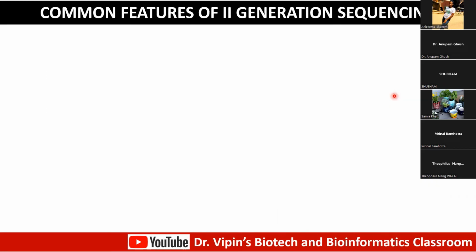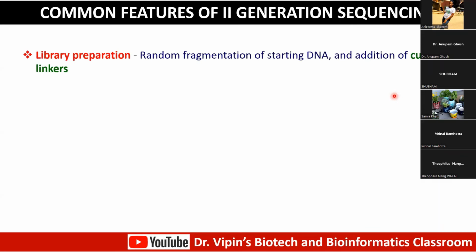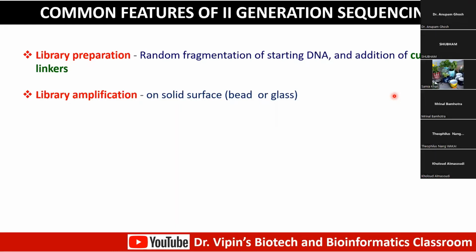So then we move on and we talk a bit about common features of second generation sequencing. So here you are: library preparation, random fragmentation of the starting DNA, addition of custom linkers. This is common to all of the second generation, whether it is pyrosequencing or Illumina or SOLiD. Then you have the library amplification. So the individual fragments that we generate have to be amplified in a local, very closed area that is basically called a cluster. And there are 2 types of PCR that we do here.